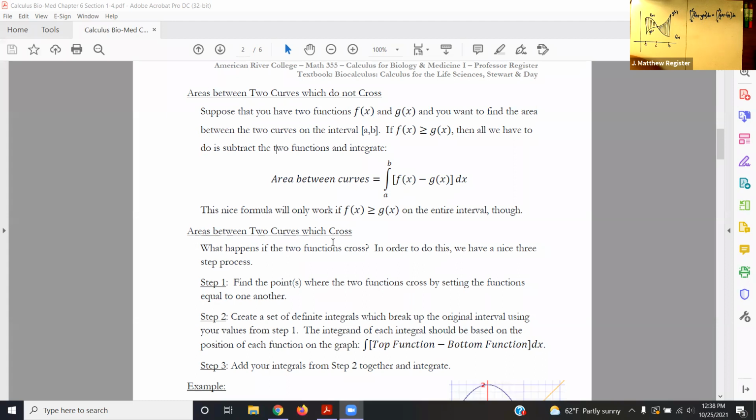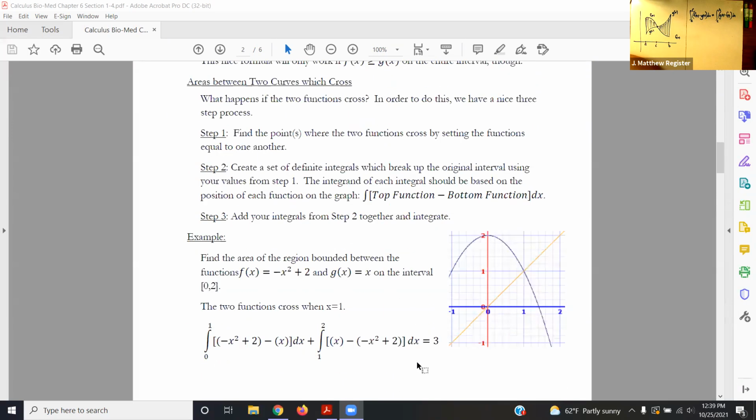If you have two curves which do cross, the first step is figure out where the two functions cross. And you can do that by setting the functions equal to one another or using the graph or whatever methods you're able to use. And then you just create your definite integrals so that you're integrating the top function minus the bottom function. And then after you've done that, just add up all of your integrals together.